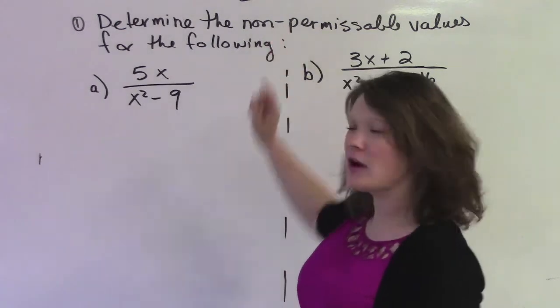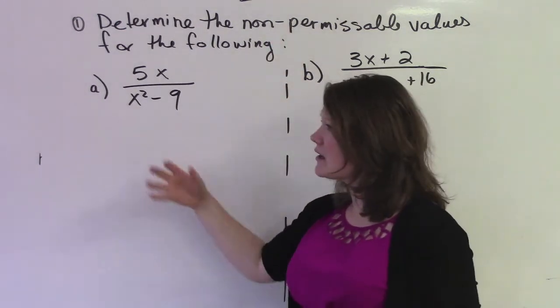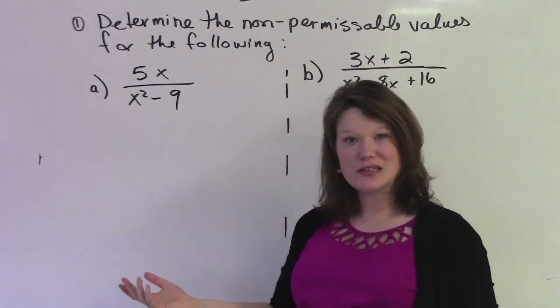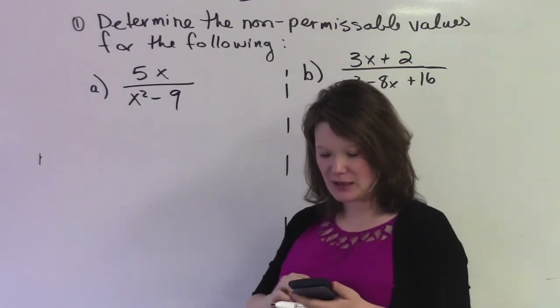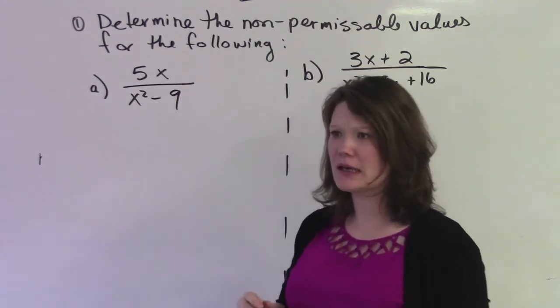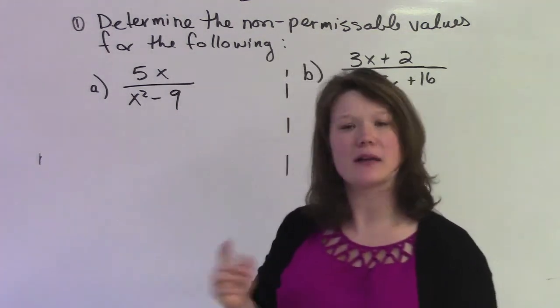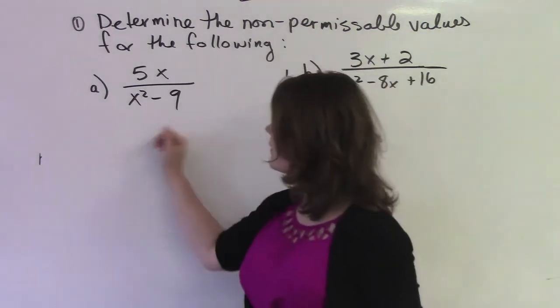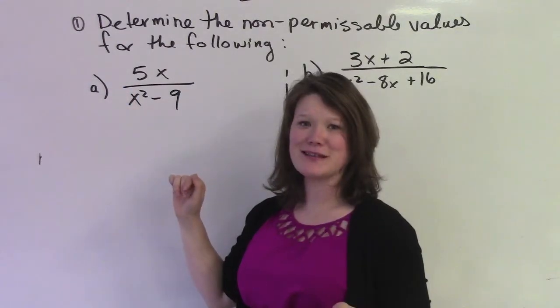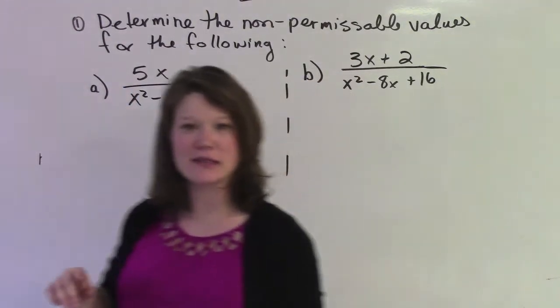The whole thing with non-permissible values is it's asking, where can these rational expressions not exist? Now you can be like, oh, I thought that with polynomials or with quadratics, x can be anything. But wait a minute. Whenever you have a denominator, it means that the denominator cannot equal 0.